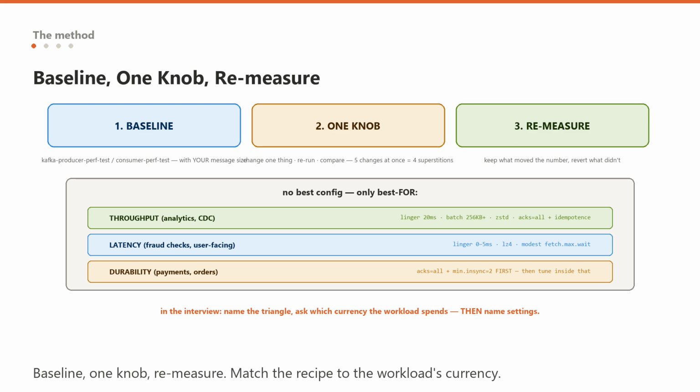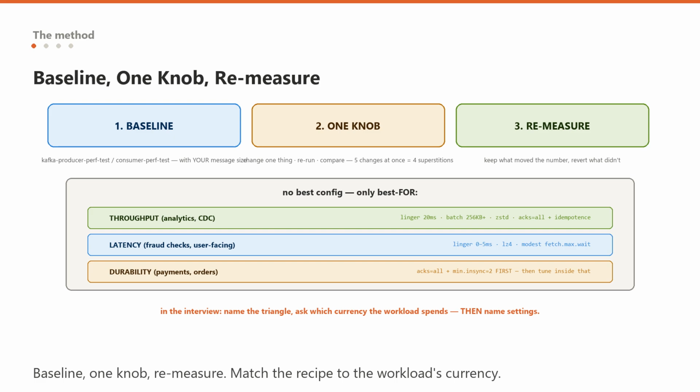Third, match the recipe to the workload, because there is no best config, only best for. Throughput pipelines, analytics, log shipping, CDC, want linger around 20 milliseconds, batch size in the hundreds of kilobytes, Zstandard compression, acks=all with idempotence. Latency-sensitive paths, fraud checks, user-facing actions, want small linger, LZ4, and modest fetch waits. Durability-critical topics, payments, orders, fix acks=all and min.insync.replicas to 2 first, then tune within that constraint.